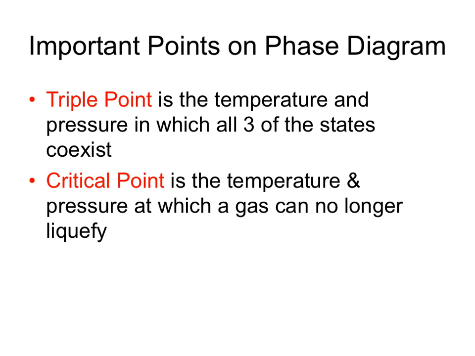There are two important points on the phase diagram that you will need to be able to recognize. The first is the triple point, and the triple point is a temperature and pressure where all three of the states will coexist with each other.